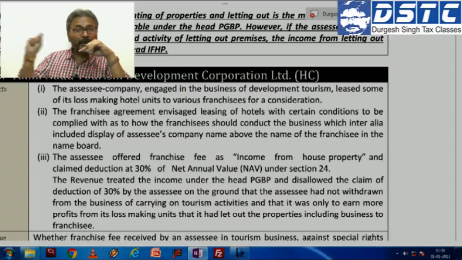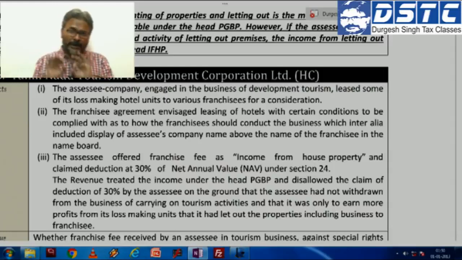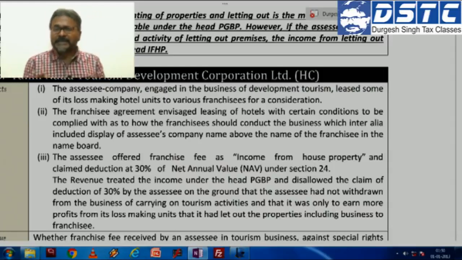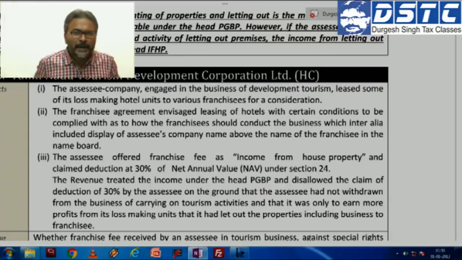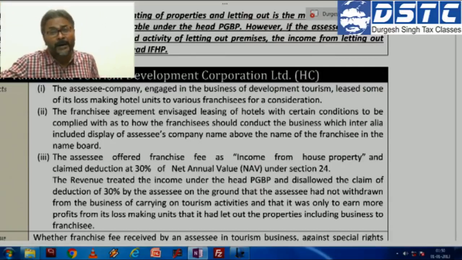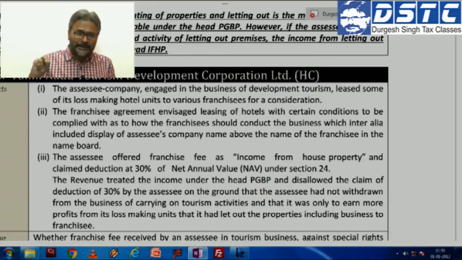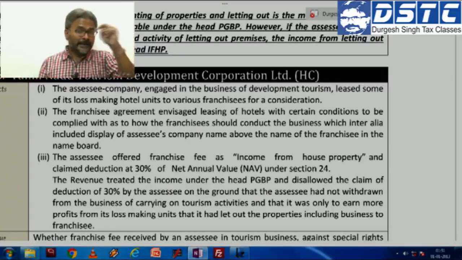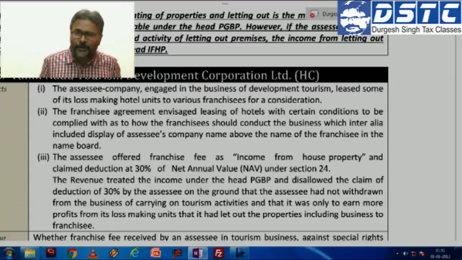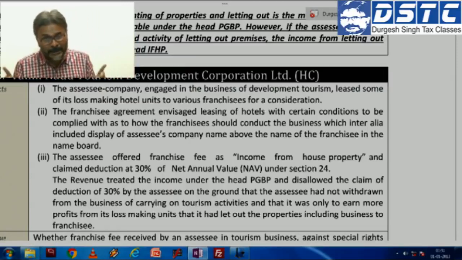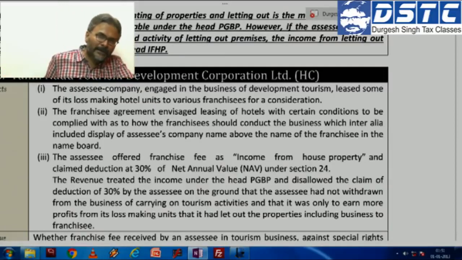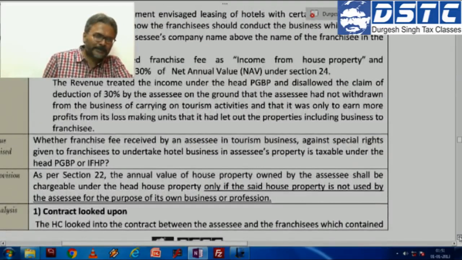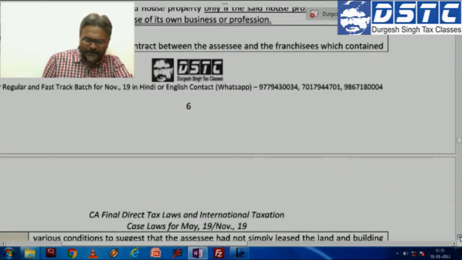So it was not variable, it was a fixed monthly amount. The question that came up was whether that fixed monthly amount will be charged under the head house property or under the head PGBP, and the court has held under the head PGBP, because the SSC, that is Tamil Nadu Tourism Development Corporation Limited, through its franchisee is said to be doing the business in those particular properties, and that exactly was the point. So this is how they have given the judgment.